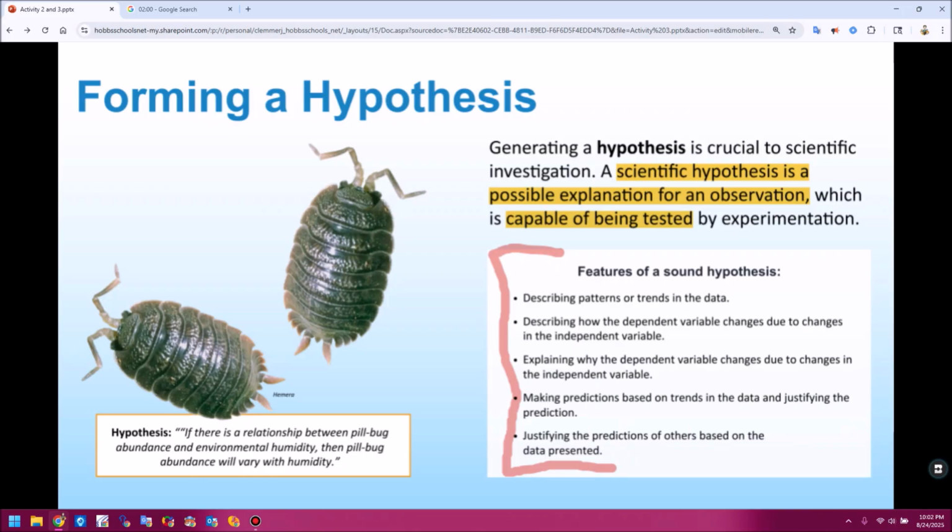If a plant gets more sunlight, then it will grow taller. So if we observed plants in sunlight and they were taller than those that were in the shade, we could say if a plant gets more sunlight, then it will grow taller. Like these little pill bugs, or roly-polies. Some people call them roly-polies. If there is a relationship between pill bug abundance and environmental humidity, then pill bug abundance will vary with humidity. So that is a hypothesis.